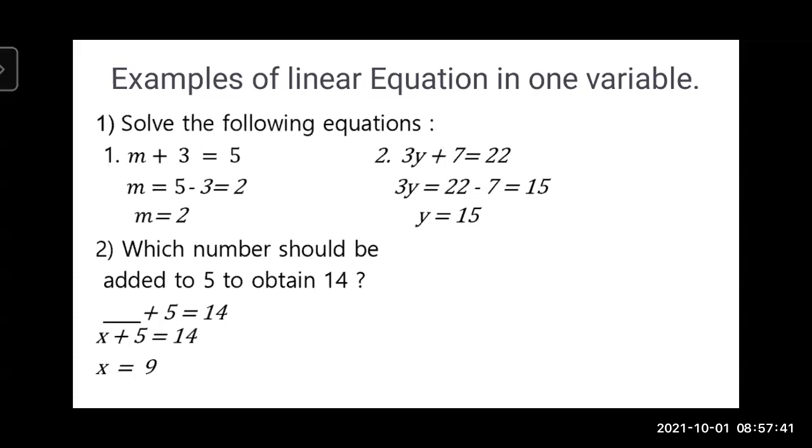Which number should be added to 5 to obtain 14? One word problem is there. We can assume the number as variable x. x plus 5 equal to 14. Therefore, value of x will be 9. This is also a unique solution.